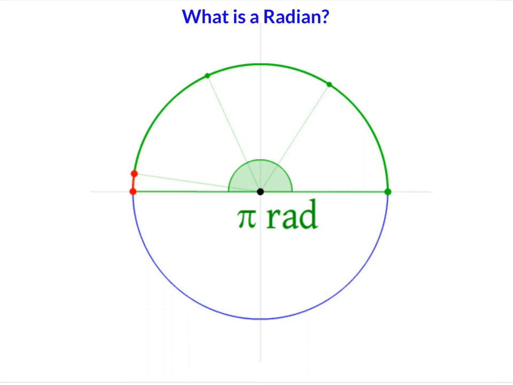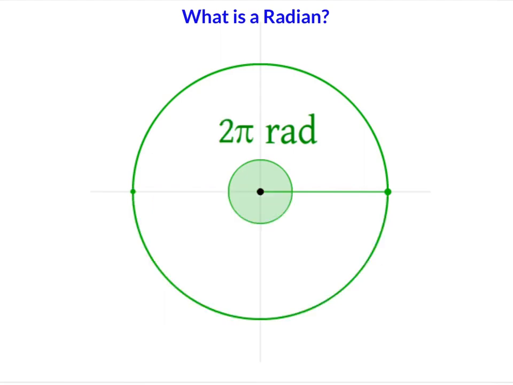That's why there's a pi over here where there's 180. And if I double that, I'm going to get 2 pi radians, or 360 degrees when I go all the way back around.